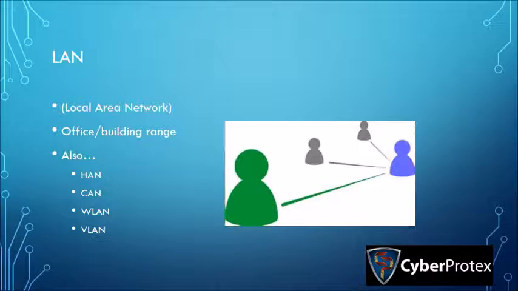Also, there's the WLAN, which is the wireless local area network. Now, the two ways that the LAN works is going to be wired or wireless. Wired, you have your Ethernet. Wireless, you'll have your 802.11 specifications. That'll be your different specifications on data transfer rates.